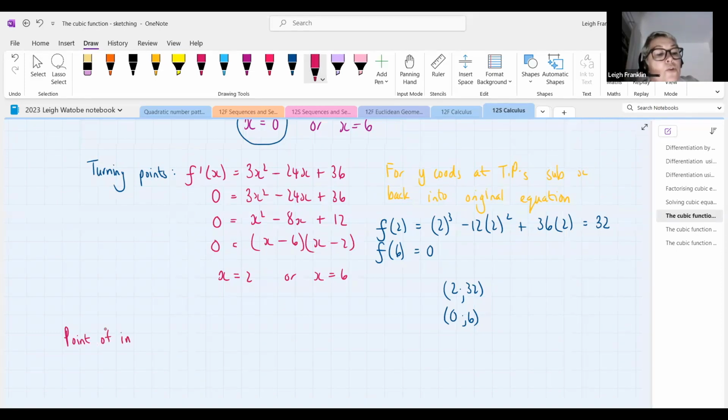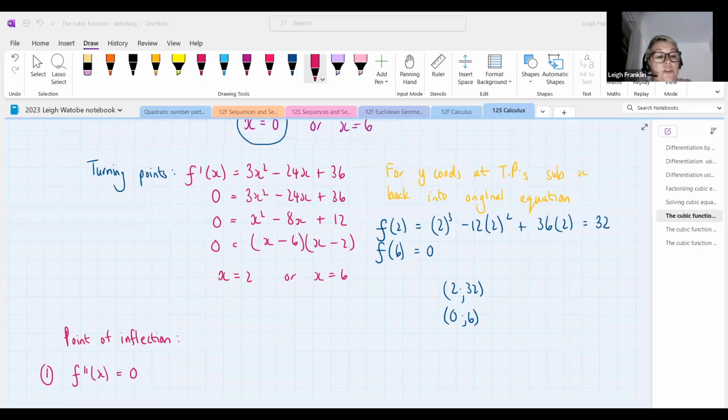So there are 2 ways in which you can do this. The first way is to use your second derivative. At your point of inflection, your second derivative is equal to 0. Good, Natalie. Yes, 100%. So you're going to derive the first derivative.